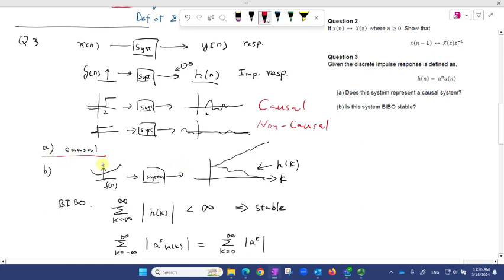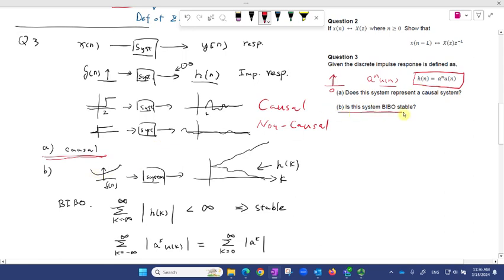So in this one, how can we tell? If you have an impulse at t equal to 0, you're going to have a response that looks like this. Because of this term, everything happens after t equal to 0. There is nothing before t equal to 0, so it's a causal system. We can tell by looking at this expression.